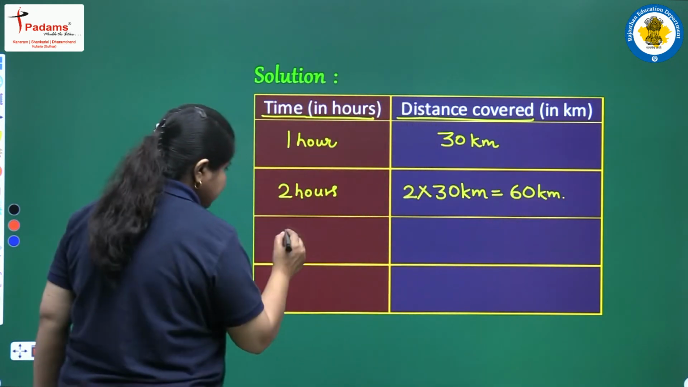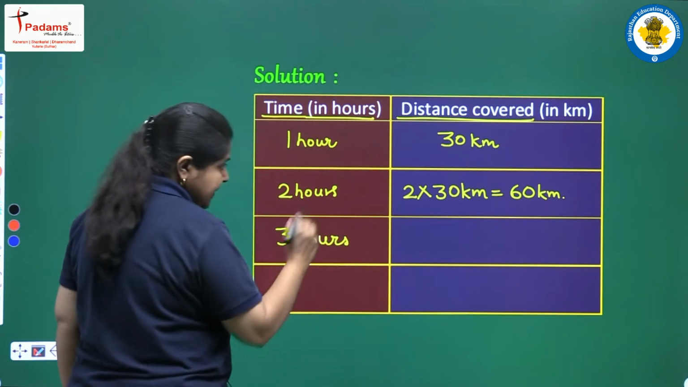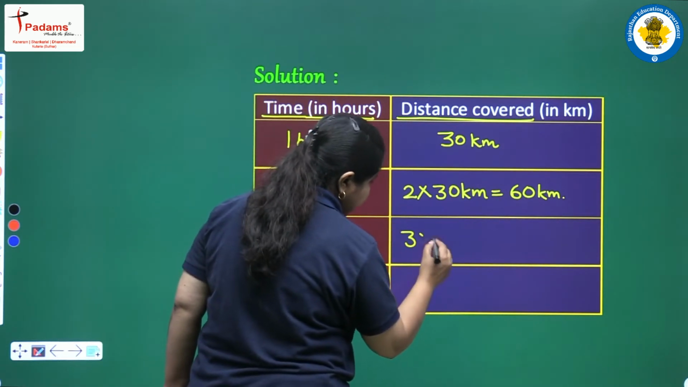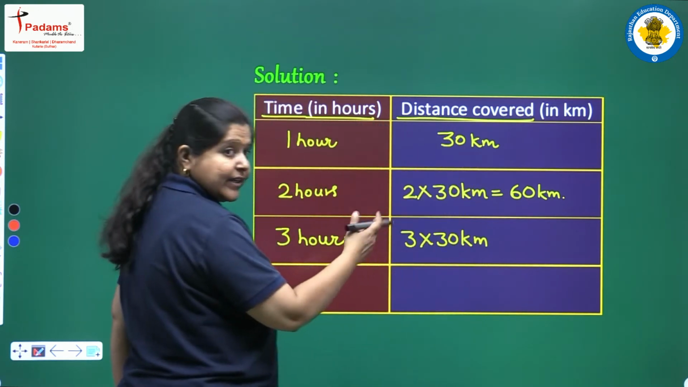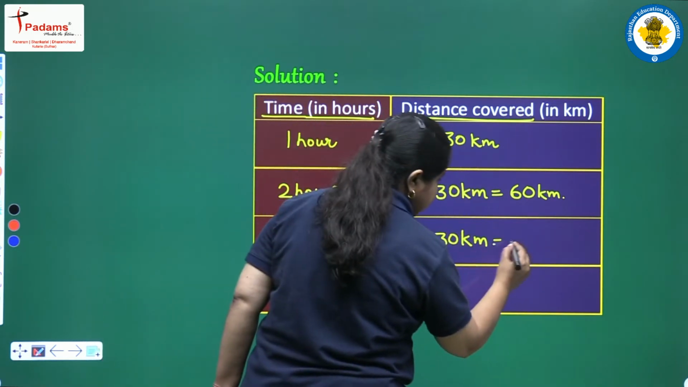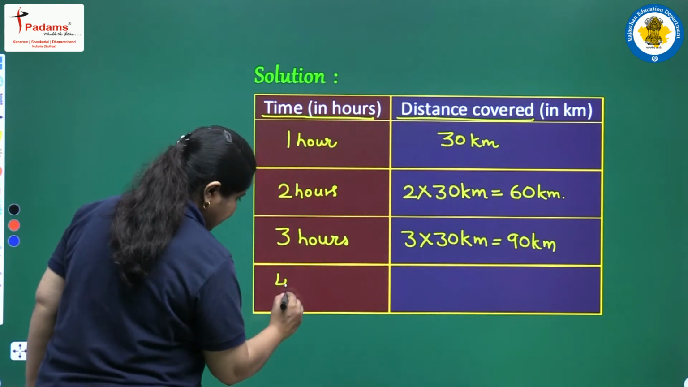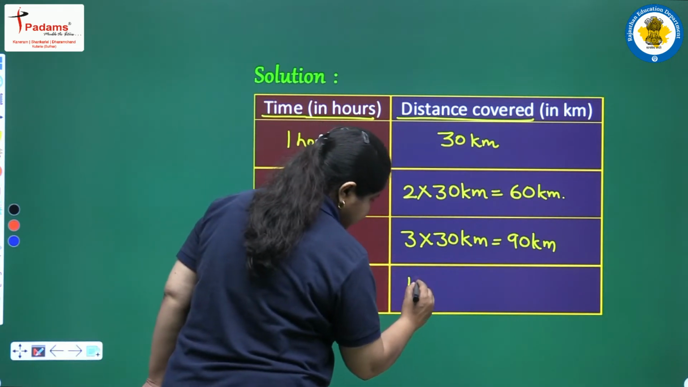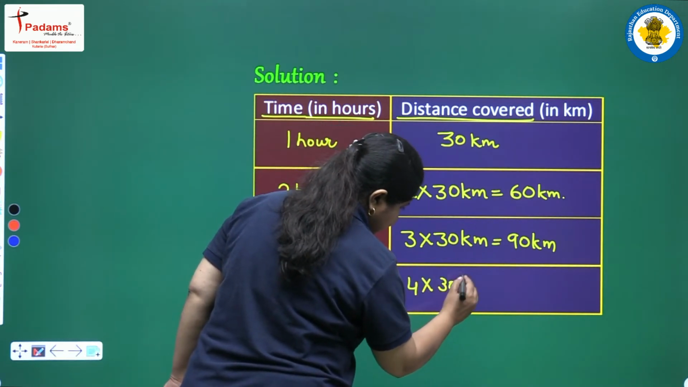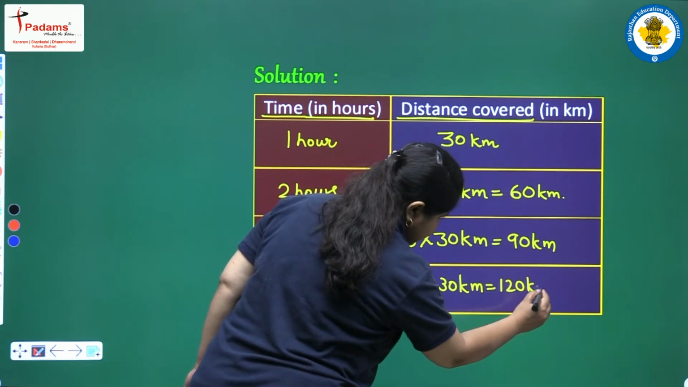Okay, if we take the time as 3 hours, then the distance traveled will be 3 × 30 kilometers. 1 घंटे में 30 किलोमीटर्स, तो 3 घंटे में कितना हुआ? 3 × 30, it will be 90 kilometers. और इसी तरह से अगर हम टाइम लेते हैं 4 hours, then the distance traveled will be 4 × 30 kilometers, and this will be equal to 120 kilometers.